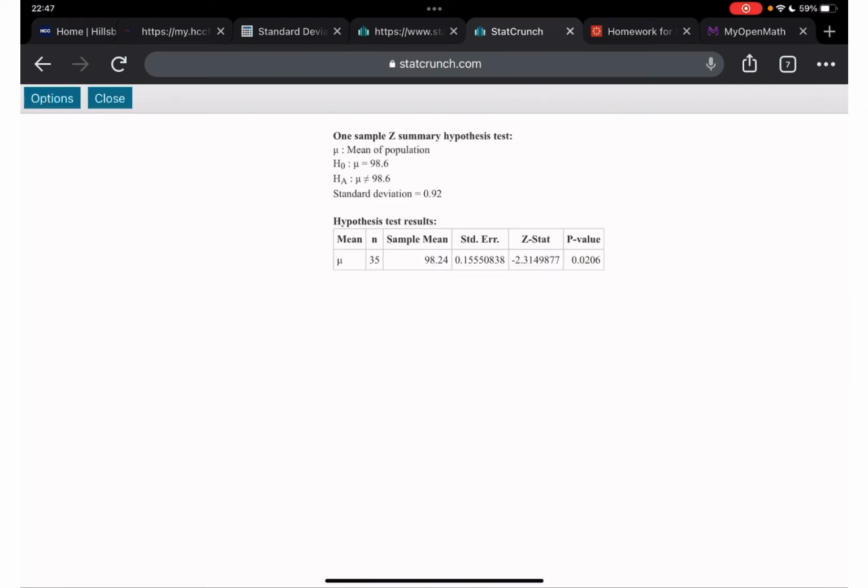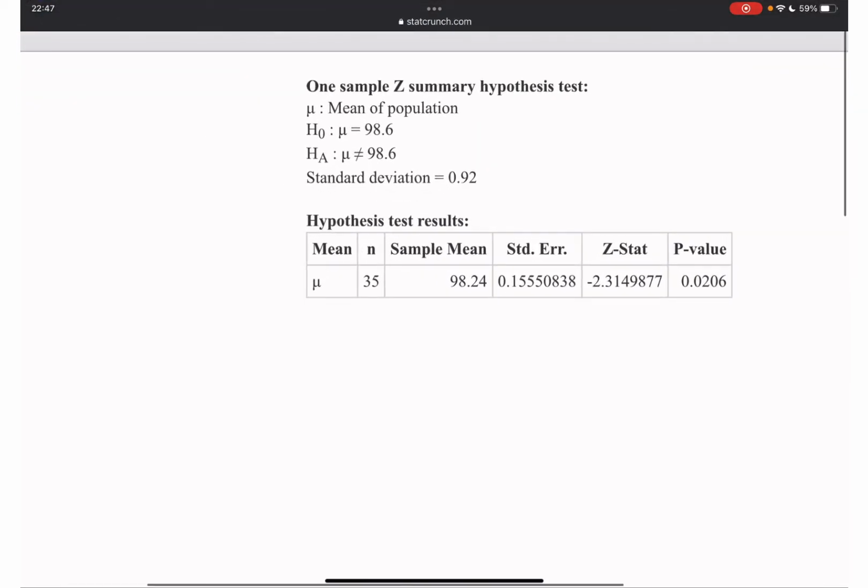Here I have it, compute. There we go. We have here the sample mean, we get 98.24, it copied there. So test statistics. We are interested in test statistics, and that is negative 2.3149877. And p-value also, let me write down, might as well, 0.0206, we might need it.